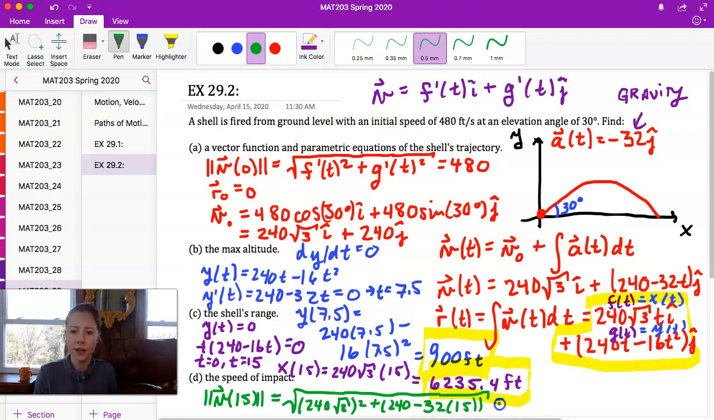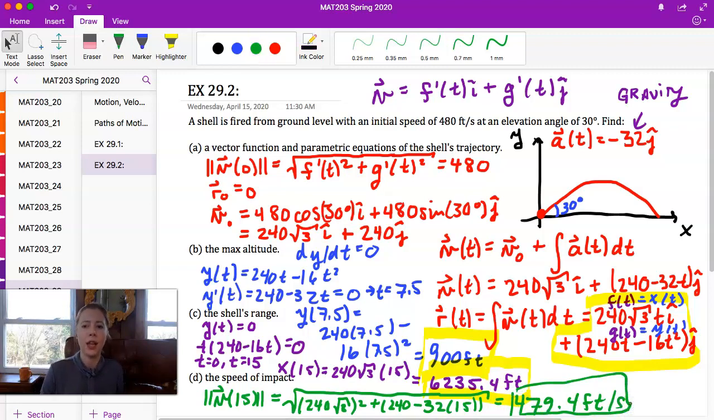And this is going to give us the square root of 229,825, which is going to be 479.4 feet per second. So not very different from our initial speed. It's not slowed down much when it hits the ground, when it impacts.